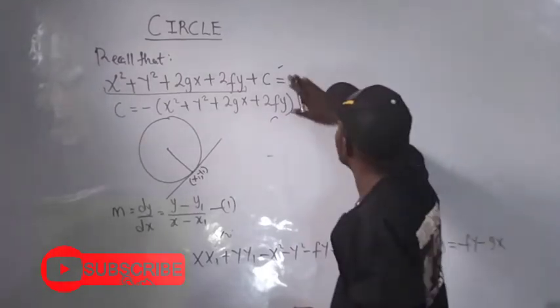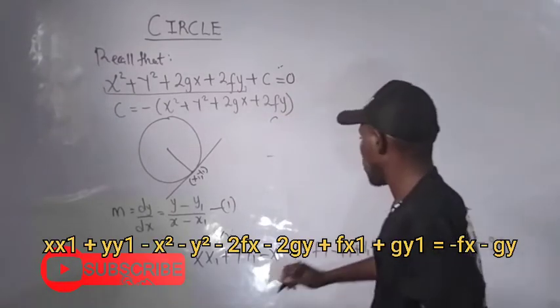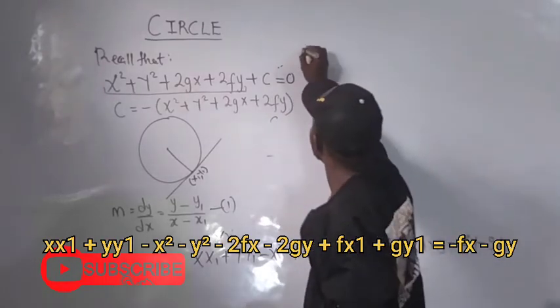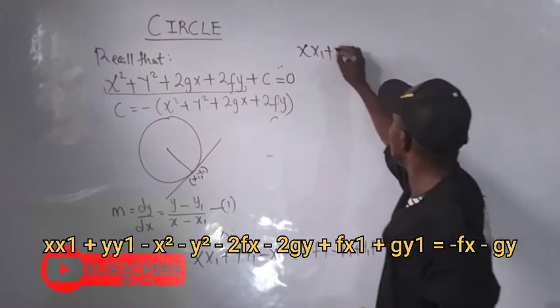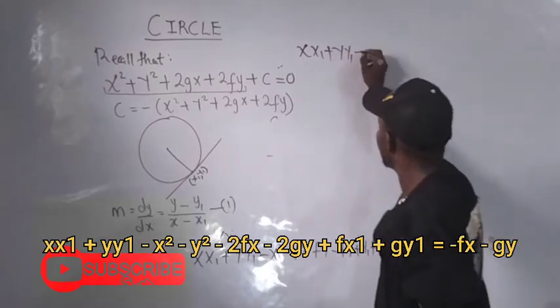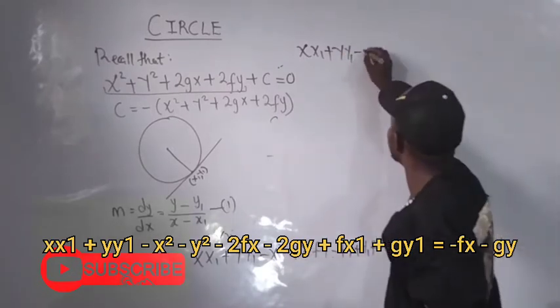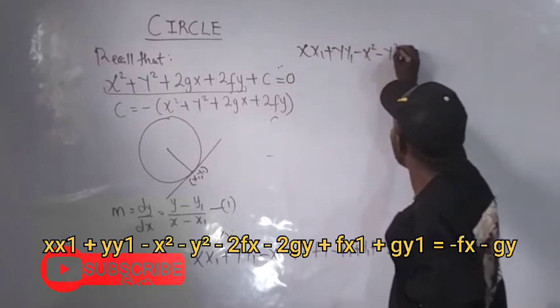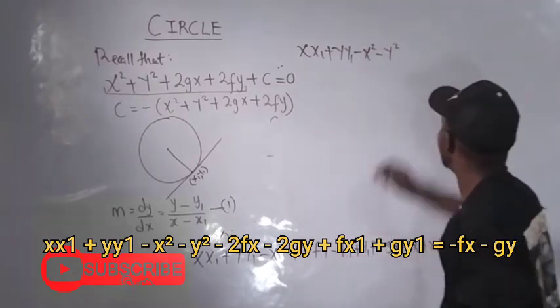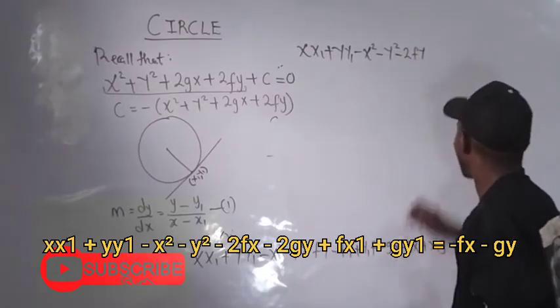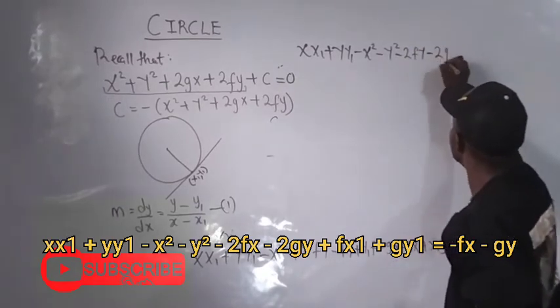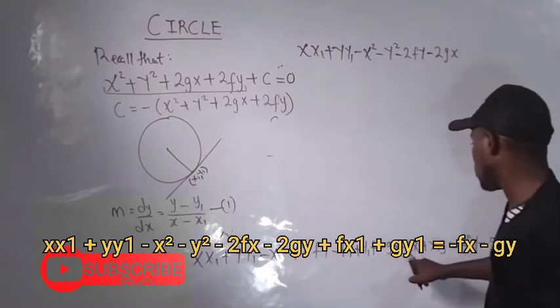Then we'll be having something of what form? Something of the form, say, xx1 plus y y1 minus x squared minus y squared. Then add this together, I have 2fy, then I have minus 2gx. I have added both together.